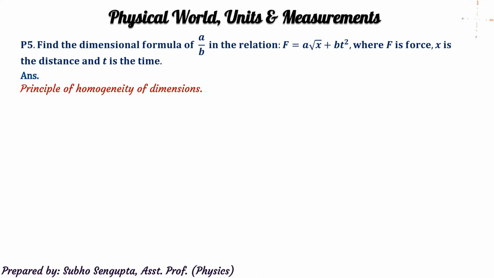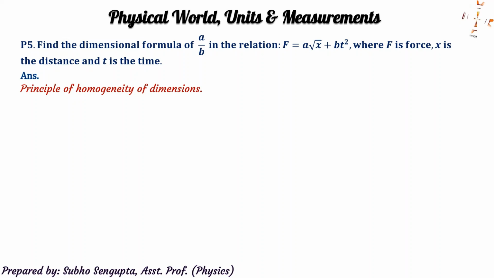This principle is actually based on the fact that we can only add or subtract those physical quantities which have the same dimensional formulae. The given relation is capital F is equal to small a root x plus b t square, where F denotes force, x denotes distance, and t denotes time. Since the given relation is dimensionally correct, each term on the right-hand side of the equation must be equal to the dimensional formula of force.